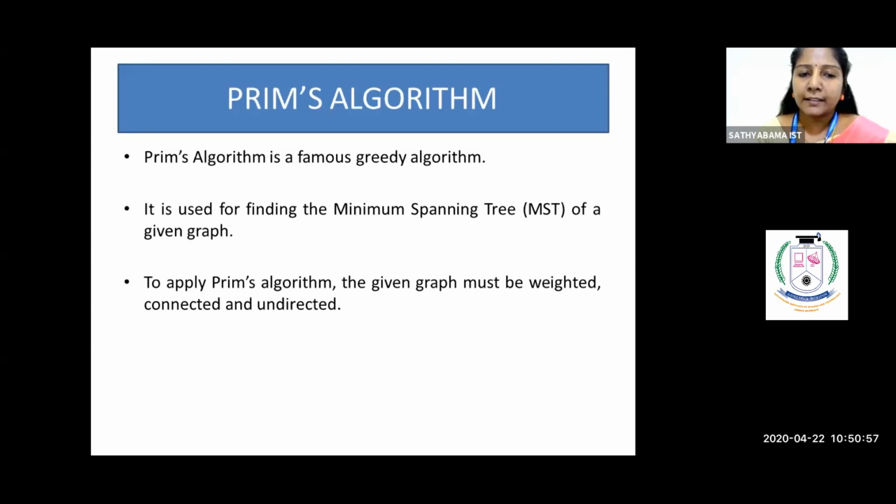To apply Prim's algorithm, we need a weighted, connected and undirected graph. What is a weighted graph? Each and every edge of the graph has some weight. All the vertices should be connected and it is undirected. So Prim's algorithm is used to find the minimum spanning tree. To implement this, we need a weighted, connected and undirected graph.